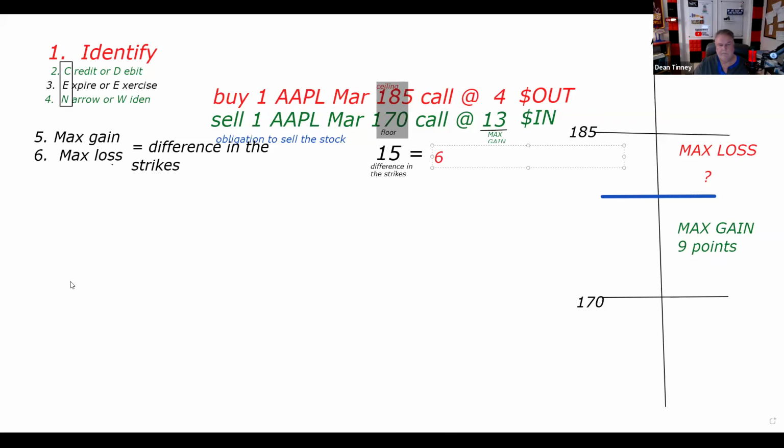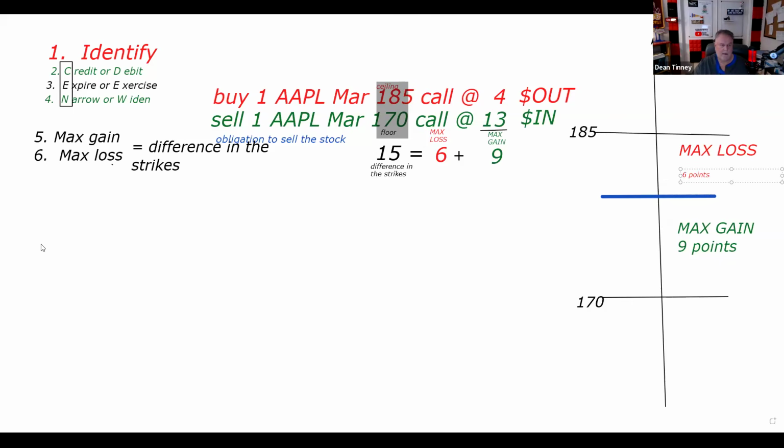Right? So 6 is going to be our max loss. The gain and loss in a spread always equals the difference in the strikes. That's the whole point of the spread, is that we're going to play between here and here, and then we don't want to play no more. That is the whole point of the spread. Right, so our max loss here is 6 points. The gain and the loss equals the difference in the strikes.